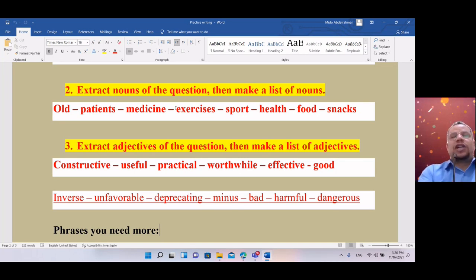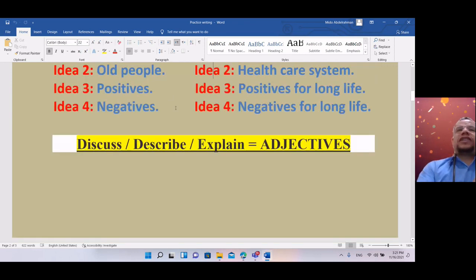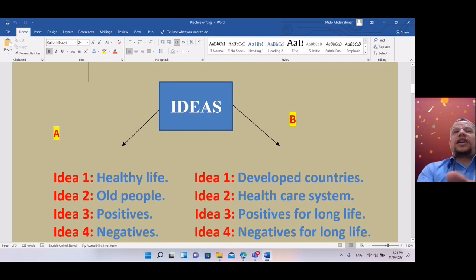So step 1, guys: when you read the question, please get the main verb or verbs of the question and try to give yourself a list of other verbs with the same meaning, synonyms. Pick up the noun or nouns from the question and make a list of nouns to help you, and also pick up adjectives and make a list of adjectives to help you. So this is step 1 to get ideas. Look at step 2. When you get ideas, arrange them. For me here, I can arrange ideas in 2 ways.